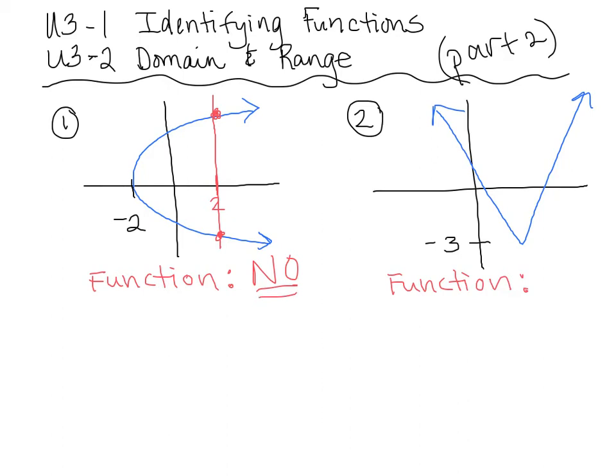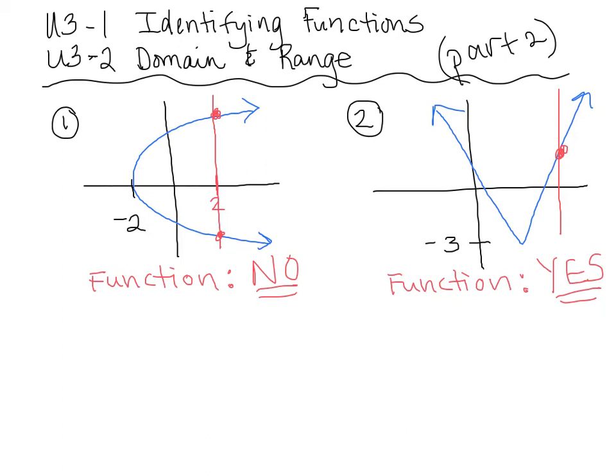However, in example 2, if you had a vertical line scanned across this graph, there's never a spot where it would touch more than once at a time, right? So like right here, it only touches once for that x value, and that would be true for any spot along that graph, and so this is a function. Now, whether a relation is a function or not, we can talk about its domain and range.